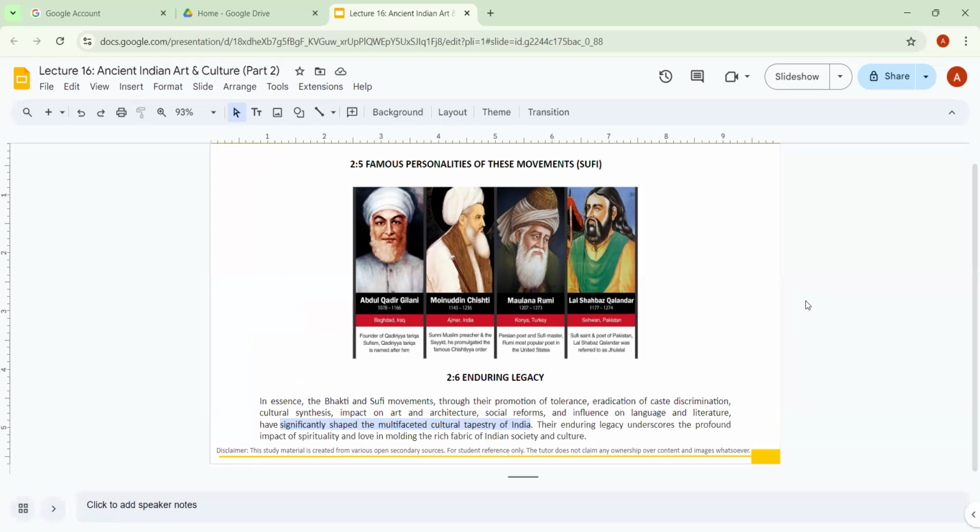Enduring legacy. In essence, the Bhakti and Sufi movements, through their promotion of tolerance, eradication of caste discrimination, cultural synthesis, impact on art and architecture, social forms, and influence on language and literature, have significantly shaped the multifaceted cultural tapestry of India.